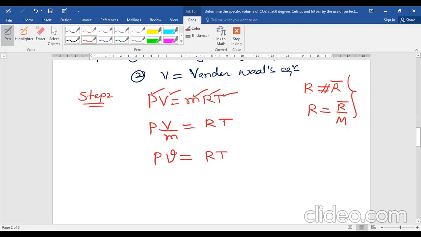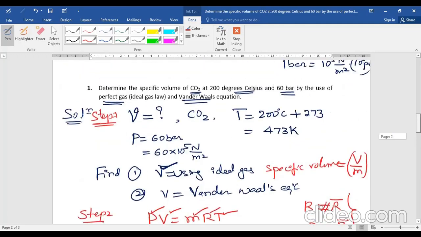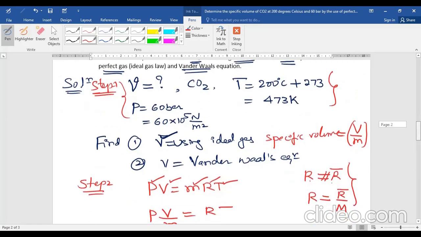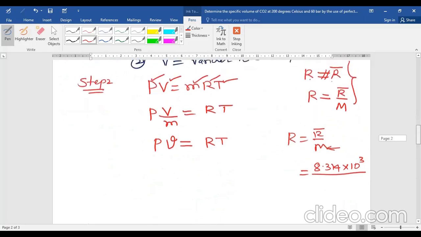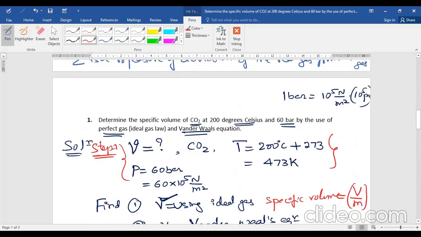But in the given data, gas constant is not given. Has he given the gas constant? R is not given here, but we need the R value. So what do we need to do? Simple. R is equal to R bar divided by M. How much is the value of R bar? 8.314 into 10 to the power of 3, divided by the molecular weight of the gas. Which gas has he given in the numerical? Go to the first given statement. Which gas is it? Carbon dioxide. So the molecular weight of carbon dioxide is 44.